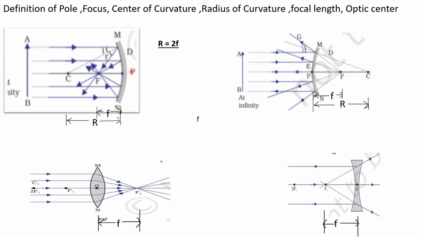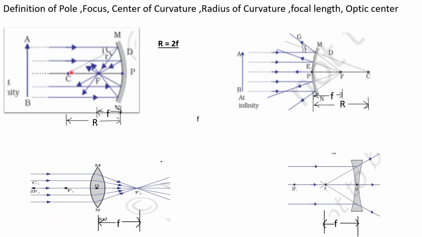And now let's define the pole. Pole is the geometrical center, or the center of the reflecting surface of the mirror, and it is called the pole. It is denoted by the letter P and it lies on the surface of the mirror. And let's see the aperture. M and N here and M and N here is the aperture of the mirror. So the aperture is the diameter of the reflecting surface of the mirror.